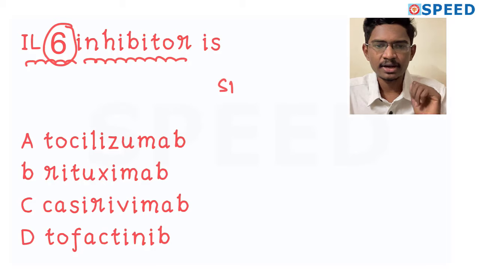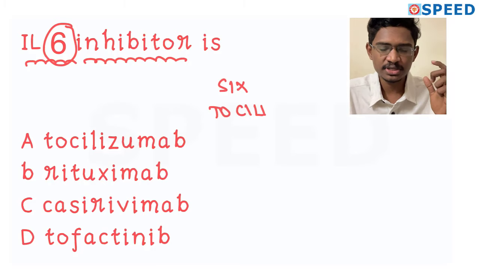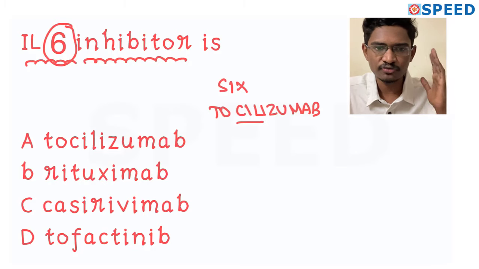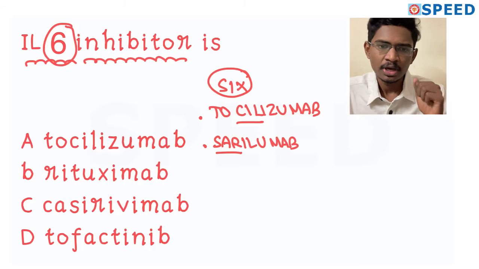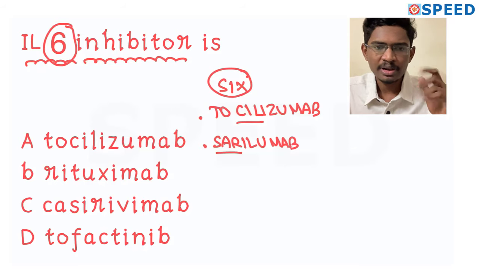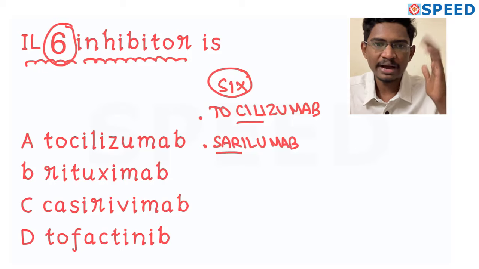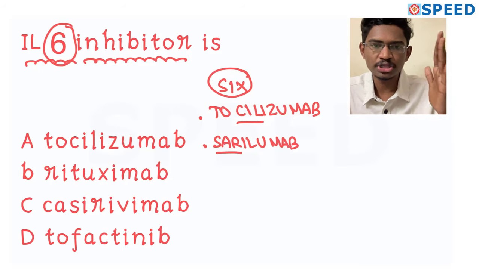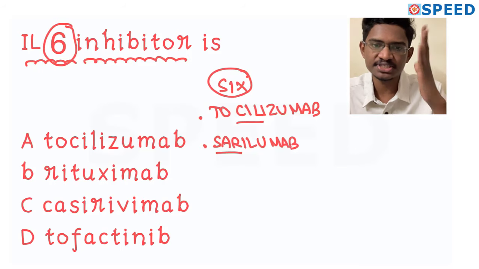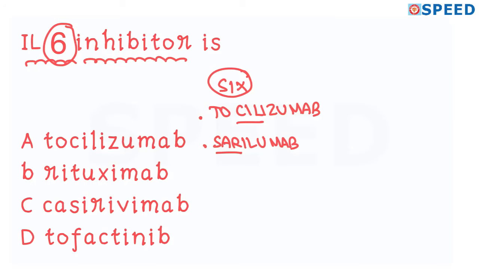Interleukin-6 inhibitor among the following: obviously you would have known, because in COVID we used lots of tocilizumab. Okay, tocilizumab. How to remember? You can remember it like 6. You can remember tocilizumab or sarilumab. Sari and tocili are both interleukin-6 inhibitors.